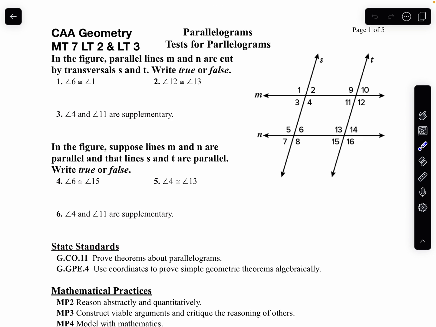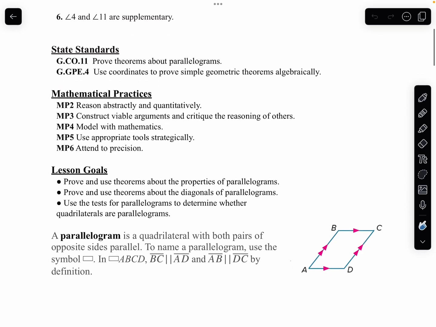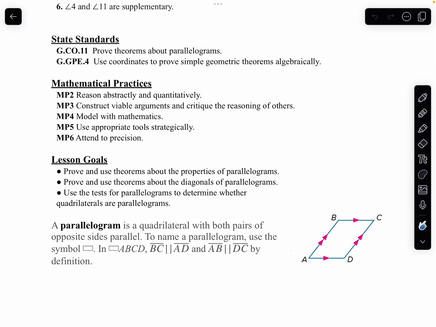What we're going to be looking at today are proving and using theorems about properties of parallelograms, the diagonals of a parallelogram, and test to see if a shape is a parallelogram. Now we start here. A parallelogram is a quadrilateral, so we're moving into four-sided shapes now, where both pairs of opposite sides are parallel. That's the definition of a parallelogram. That is, you must have both pairs of opposite sides parallel.